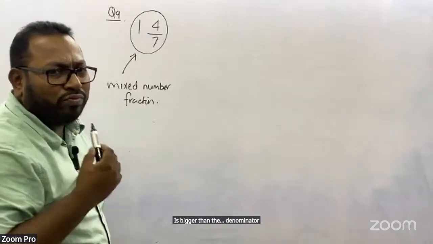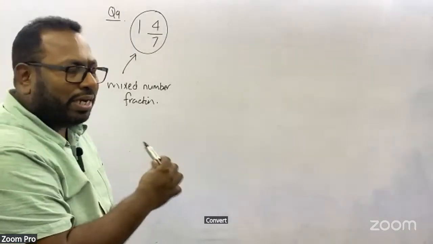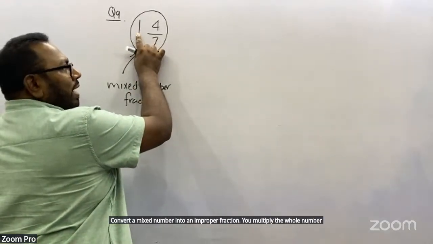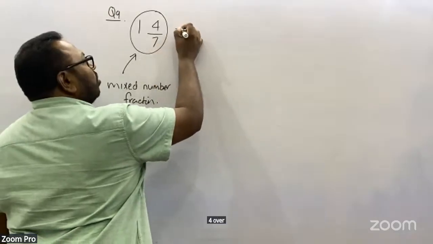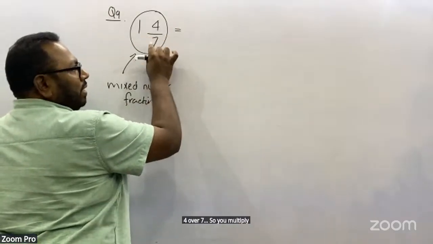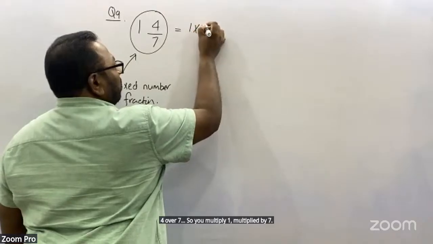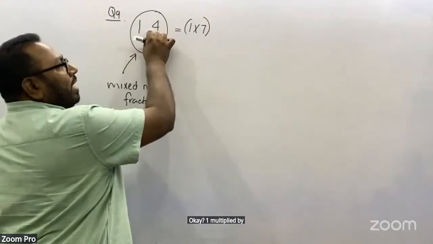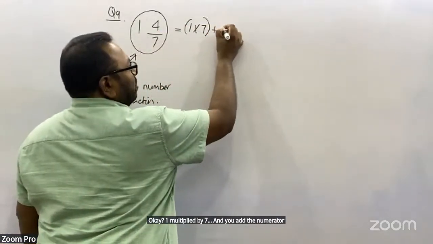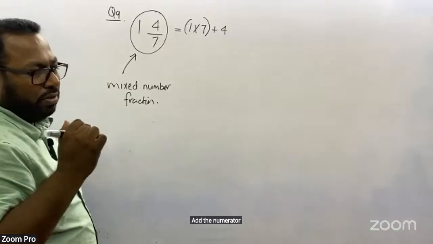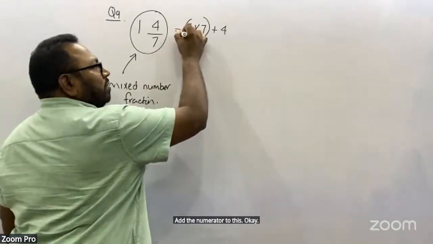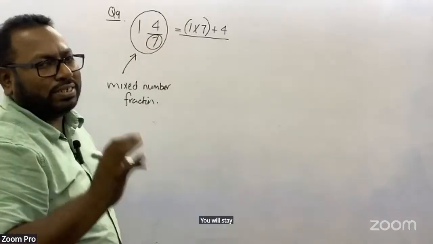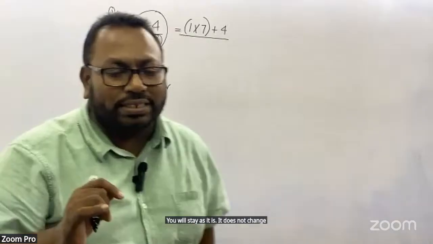They want you to write it in that form. So how do you convert a mixed number into an improper fraction? You multiply the whole number. This is 1 and 4/7. So you multiply 1 multiplied by 7. And you add the numerator to this. What comes as your denominator? The denominator will stay as it is. It does not change. The 7 will stay as it is.